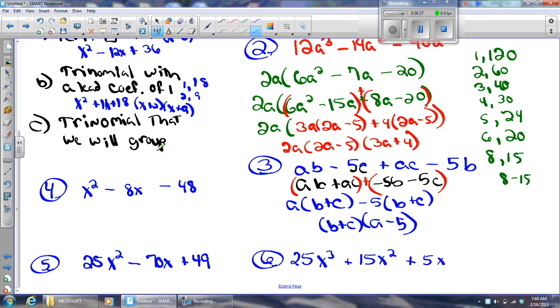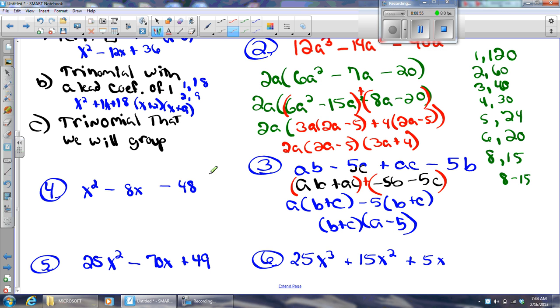Okay, looking at this one, number 4. It's a trinomial. Lead coefficient's 1. Before I just jump into factoring, I'm going to check and see if I have a perfect square trinomial. X squared is definitely a perfect square. 48's not. Oh well, I tried. It is not a perfect square trinomial.